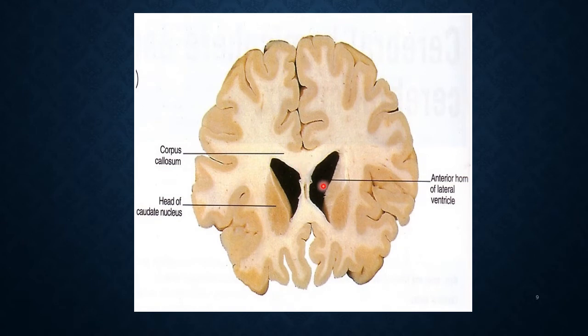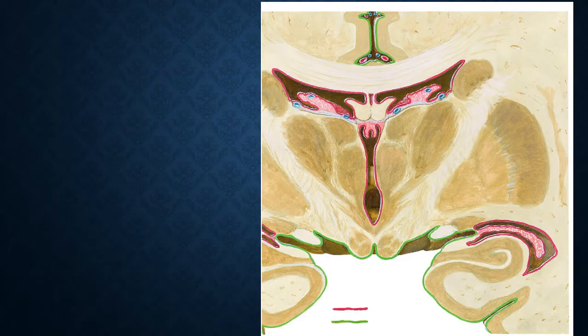Here you can see that this is nothing but the anterior horn of the lateral ventricle. Here you can see the corpus callosum, and here you can see the lateral wall which is formed by the head of the caudate nucleus, and in the medial wall we can identify the septum pellucidum.